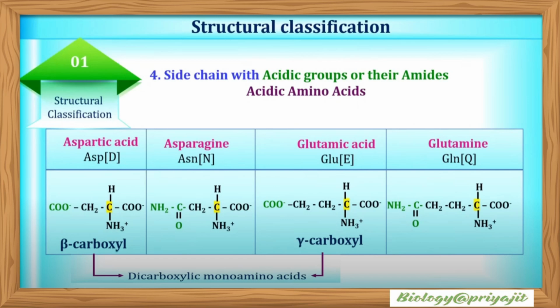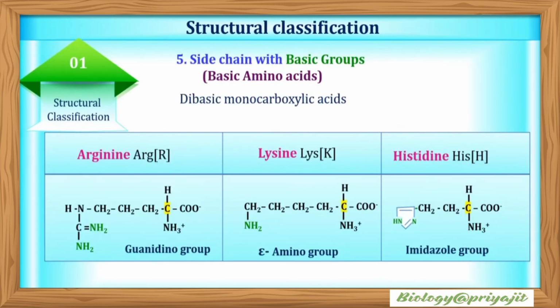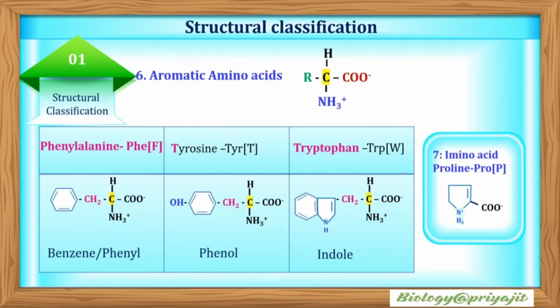So aspartic acid and glutamic acid are dicarboxylic monoamino acids. Side chain with basic group, basic amino acid, that is dibasic monocarboxylic acid, where the guanidino group is present in arginine, the epsilon amino group is present in lysine, and the imidazole group is present in histidine. Aromatic amino acids are phenylalanine, tyrosine, and tryptophan. Their structure is here. Proline can be modified.